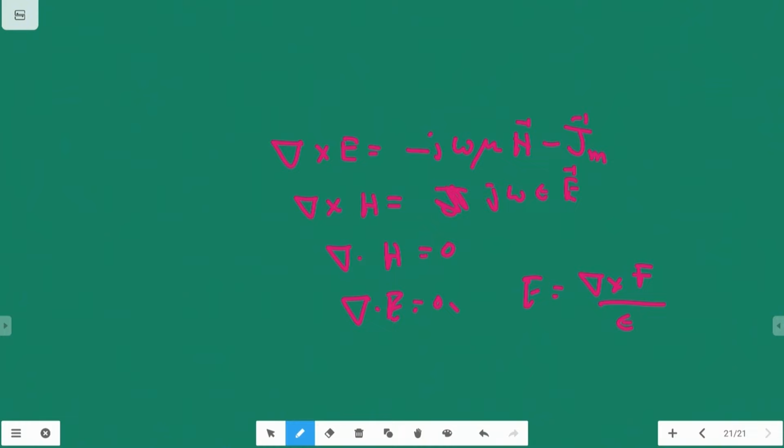Okay, let us see how to analyze this whole thing globally. Let us do it this way. Del dot E is equal to 0, so E is del cross F by epsilon. Now, if you substitute this into del cross H is equal to j omega epsilon E, what do you get? You get del cross H is equal to j omega into del cross F.